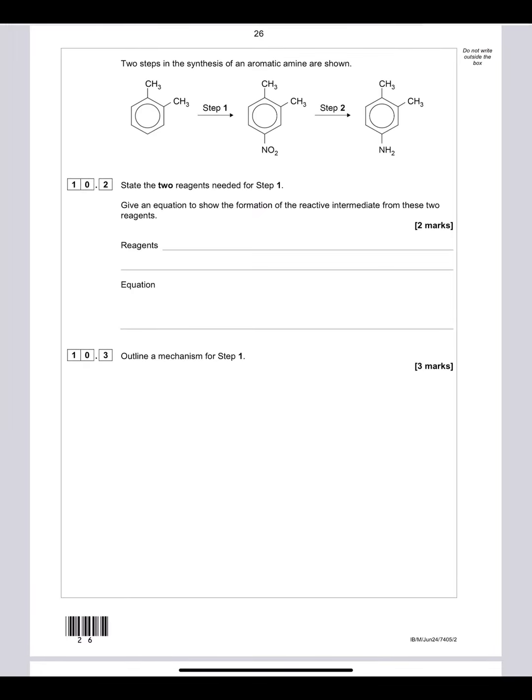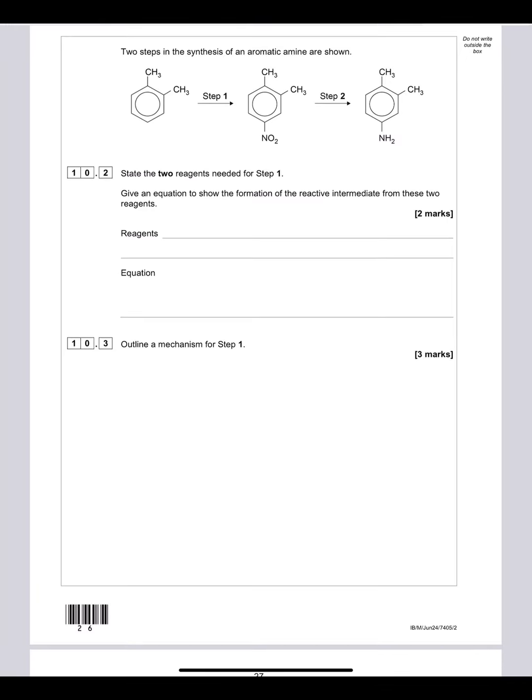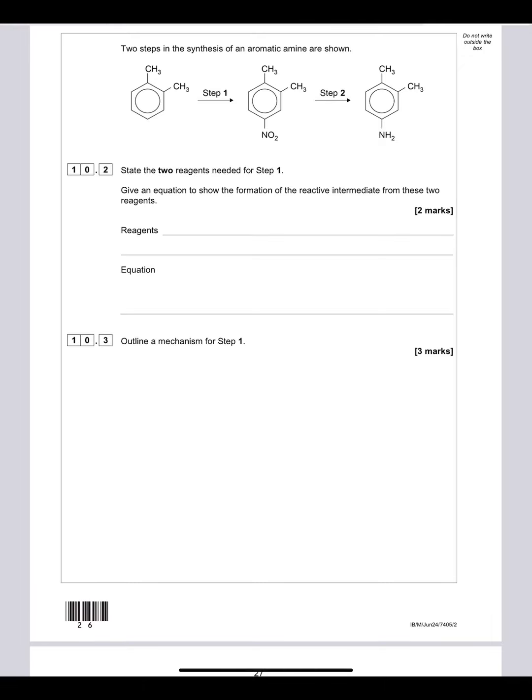So in this question, they give you a two-step mechanism for the synthesis of an aromatic amine, which is shown here, two steps. The first step is the nitration step. The second step is the reduction step for the nitro into the amino group.